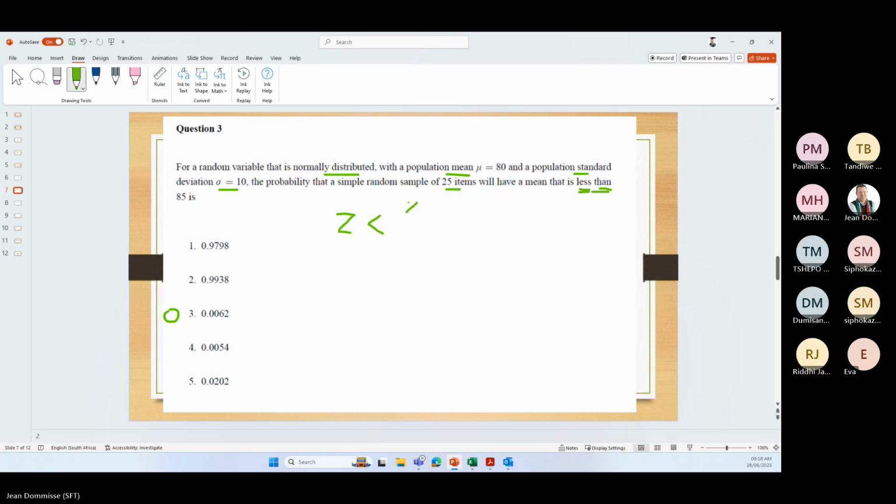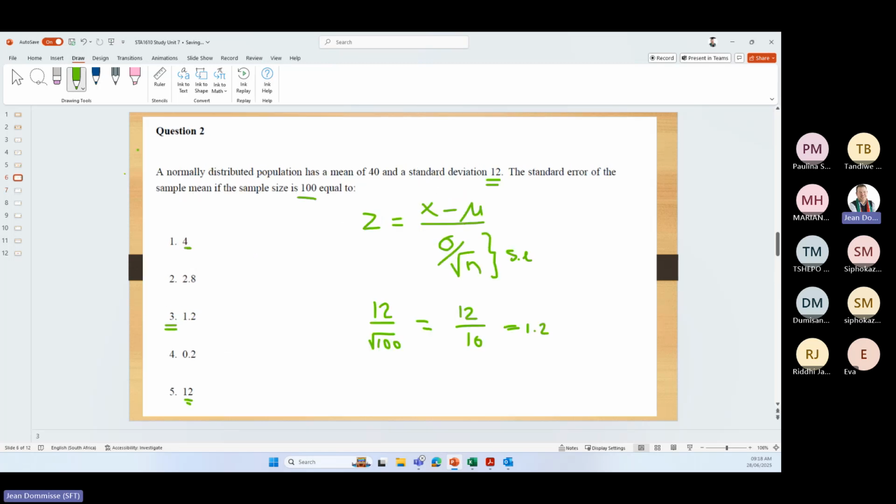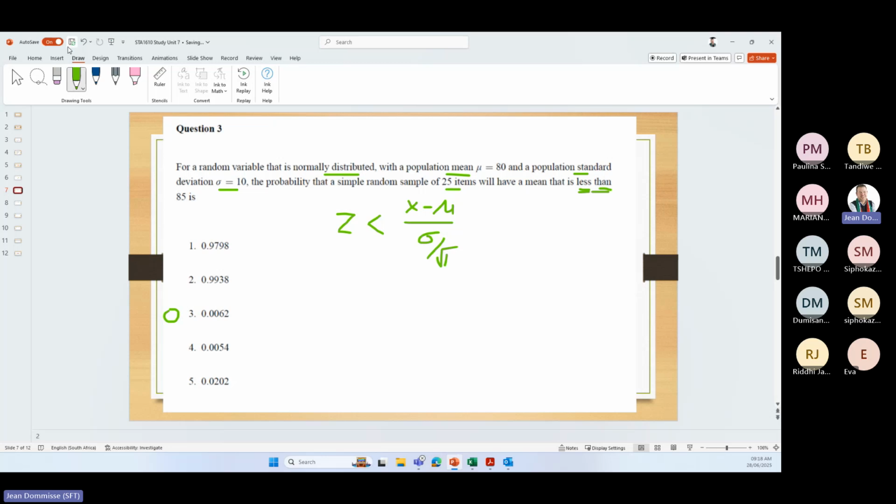So first let me just write the formula over again, so that I don't miss it. Okay, let me just save this. I don't like that it is jumping between slides. Okay. So they tell us the x is 85. They said to us the mean is 80.